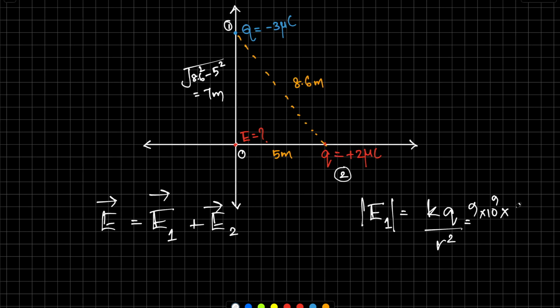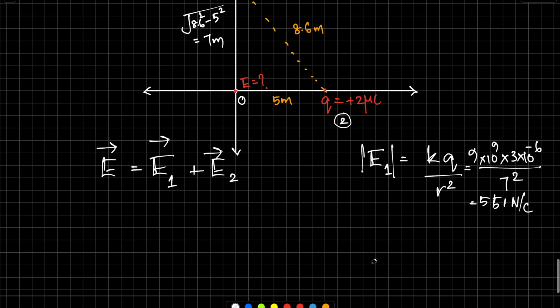Not going to take the negative sign now, we will consider the direction later. 3 times 10 to the power of minus 6 over the distance between charge Q and the origin, which is 7 meters, 7 square. That gives 551 Newton per coulomb.